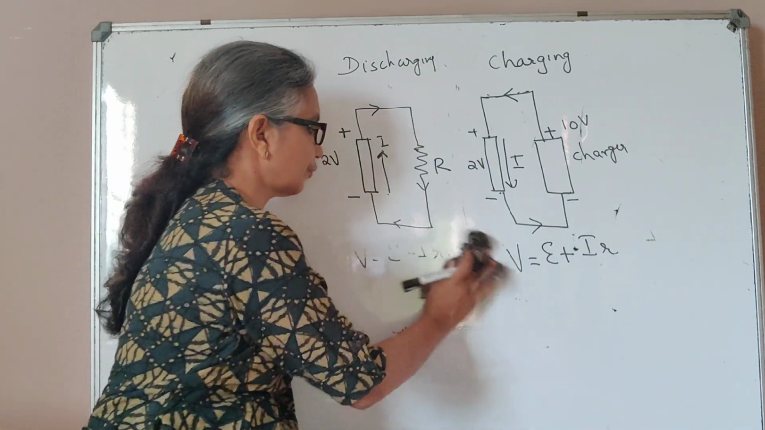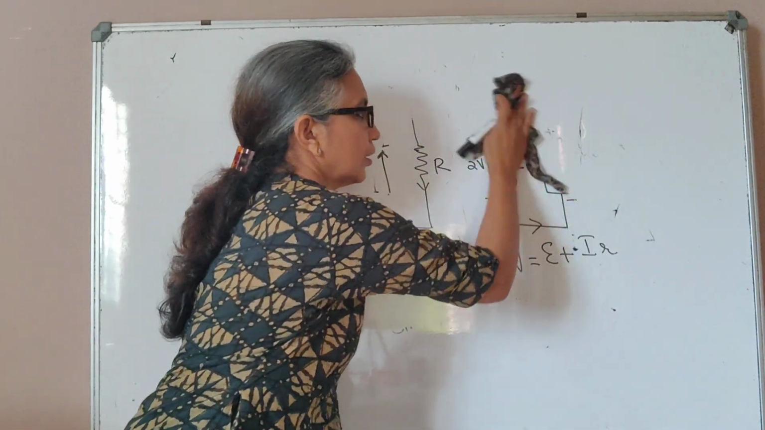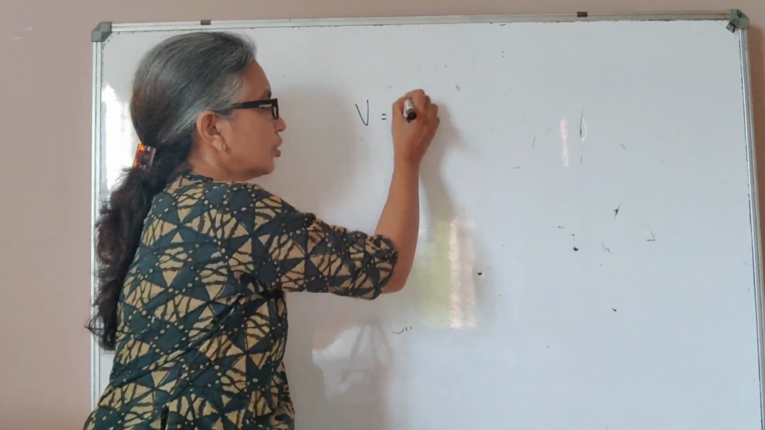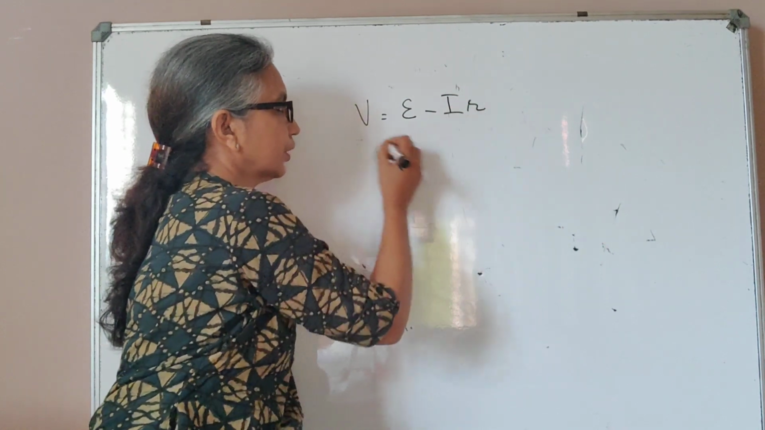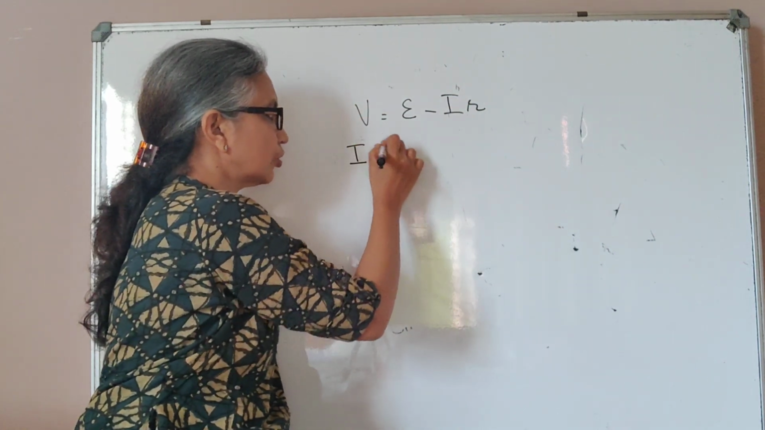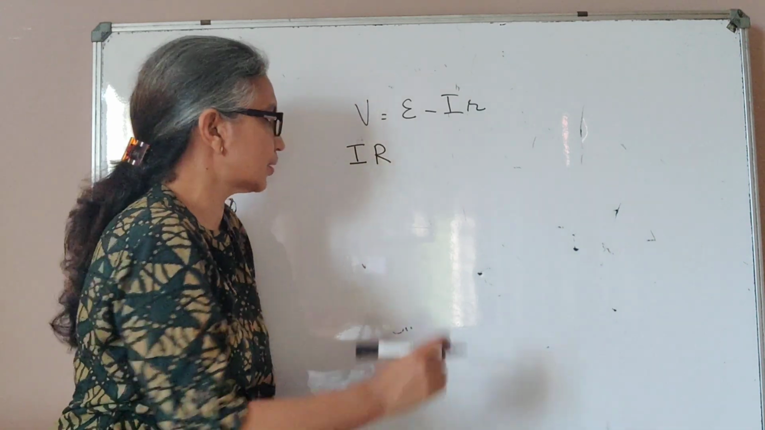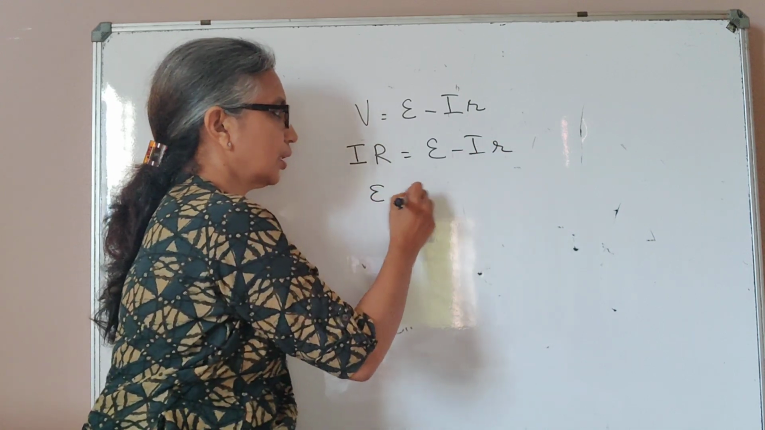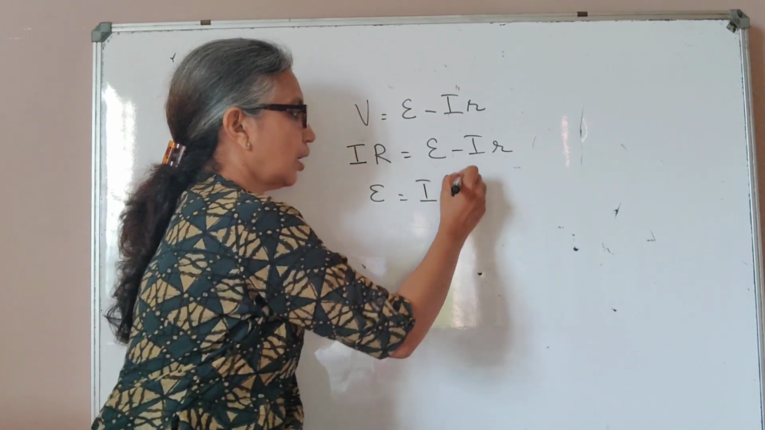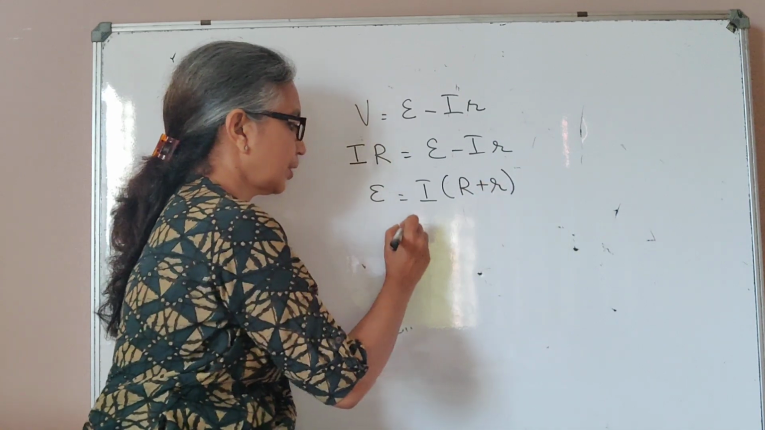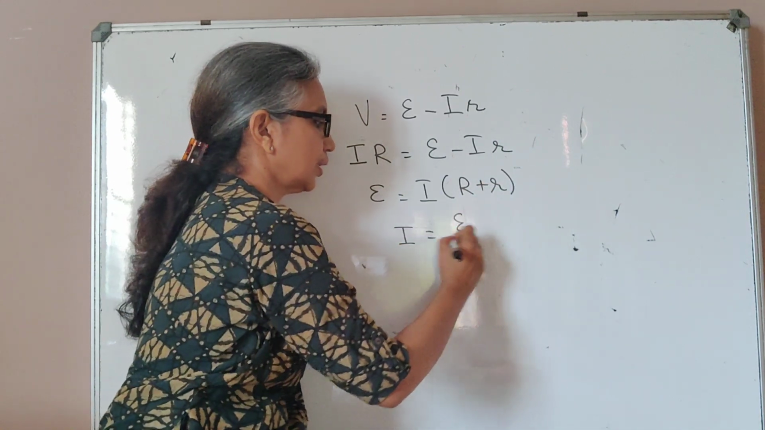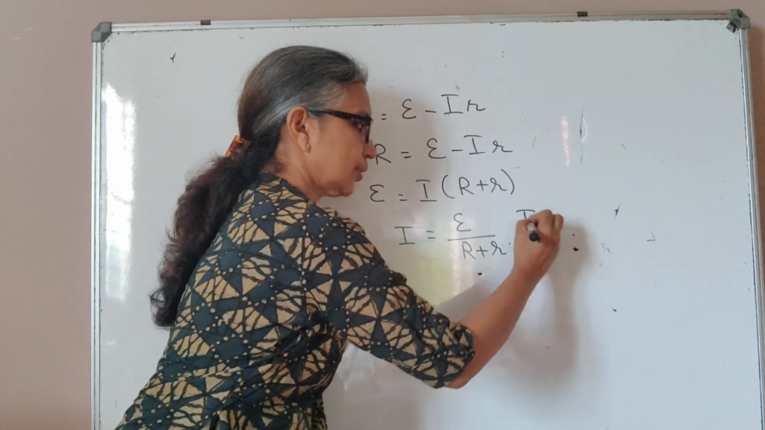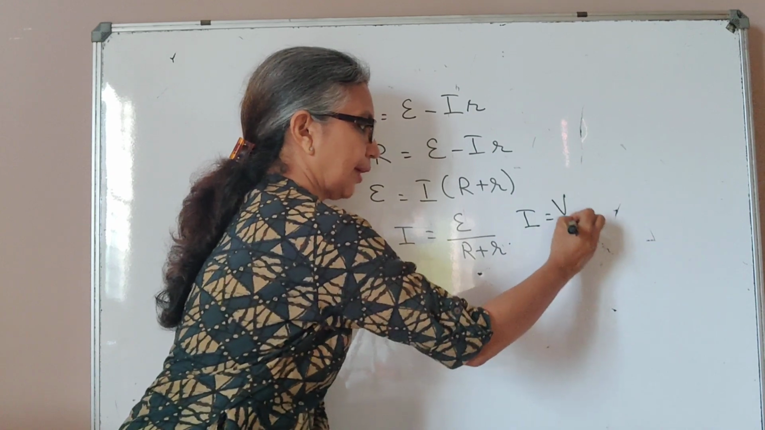Now, from this formula, V equal to E minus Ir, and by Ohm's law V is I into capital R, that is the external resistance, so IR is equal to E minus Ir, or I may write E is equal to I times (R plus small r). From here I get the current in the circuit as E by (R plus r). We also know from Ohm's law that this same current is equal to V by capital R.